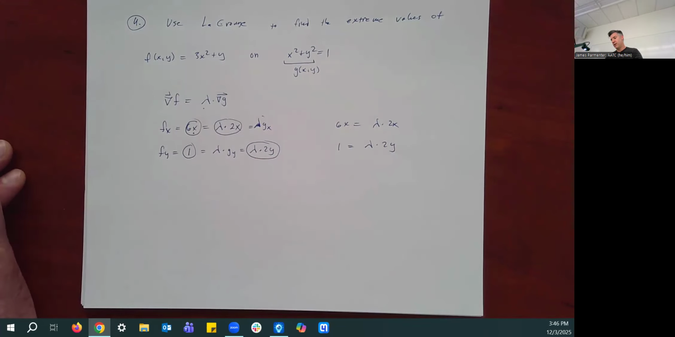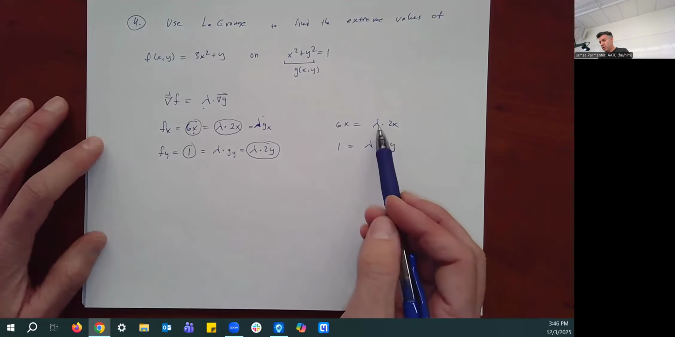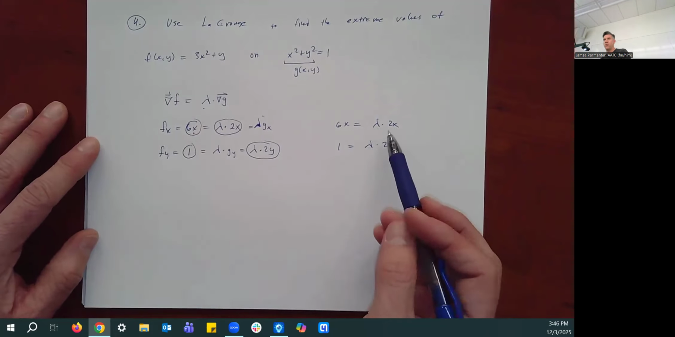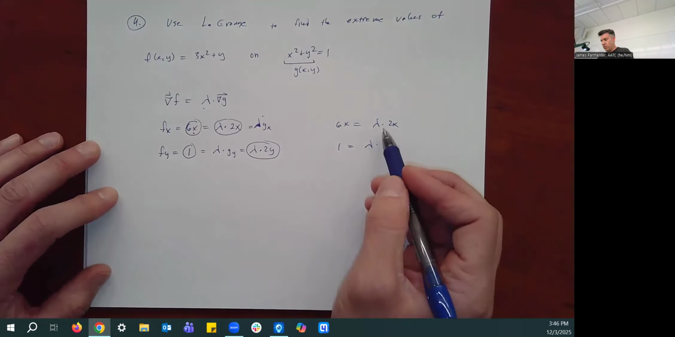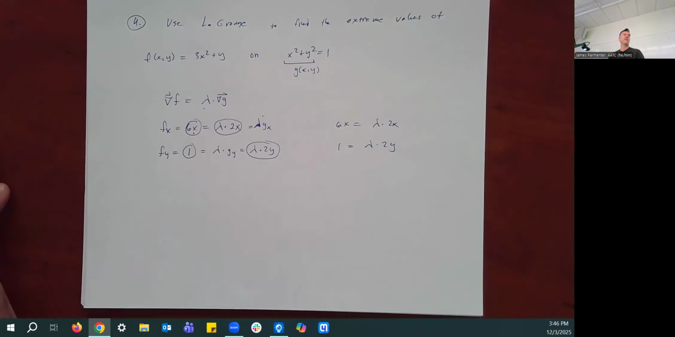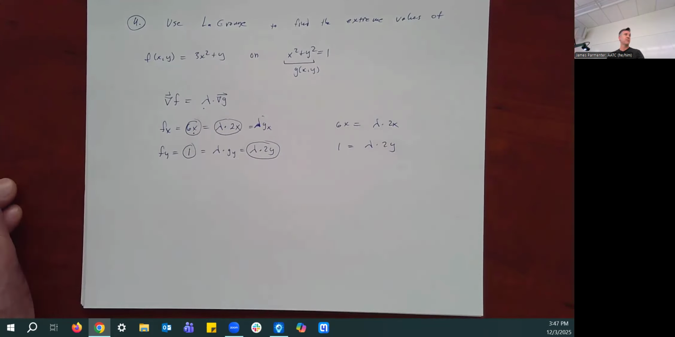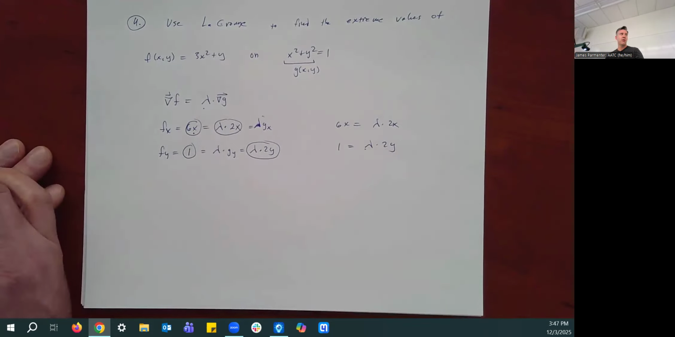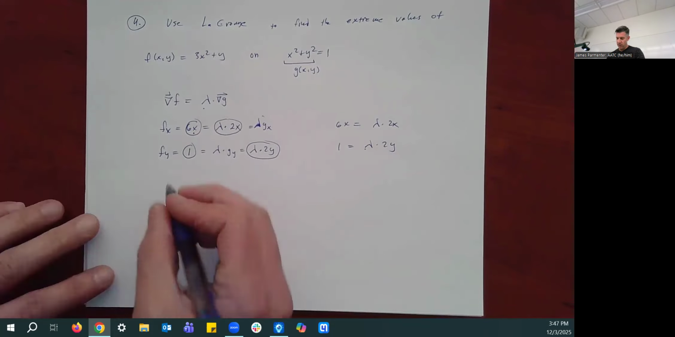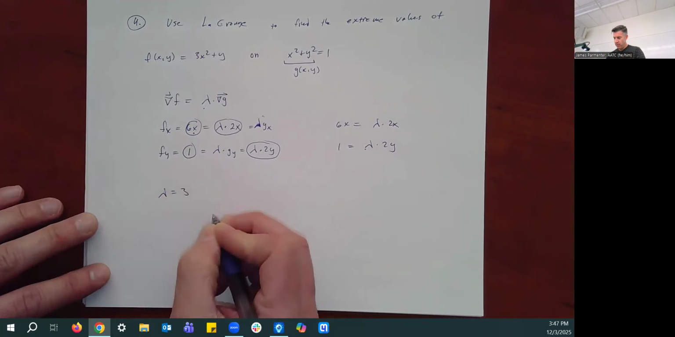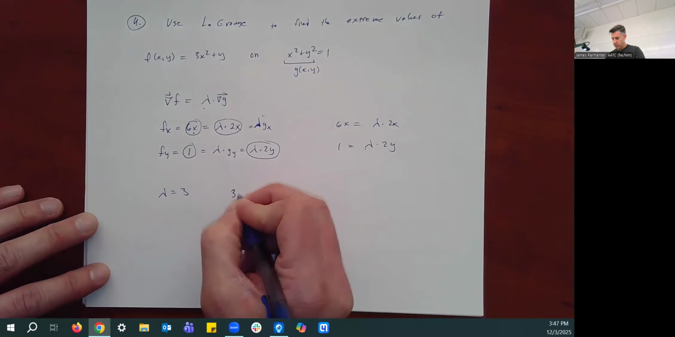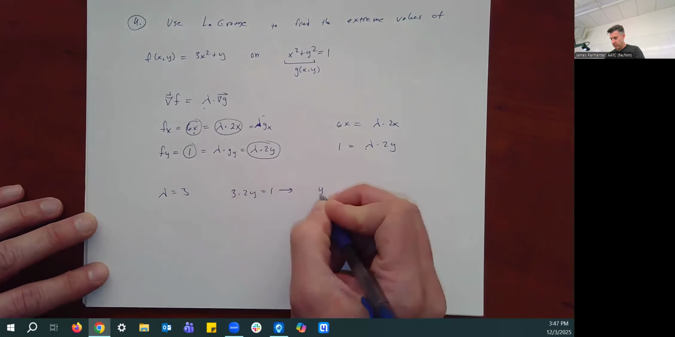Now, here, this is an example where you actually have to be a little bit more extra careful than you usually have to be. Well, let me point out, what does lambda have to be here? If you look at this equation, lambda times 2x equals 6x, lambda has to be 3. And then if lambda is 3, you can solve for y. So if you're not careful, you might convince yourself that lambda must be 3, and then 3 times 2y equals 1, so y has to be 1/6.